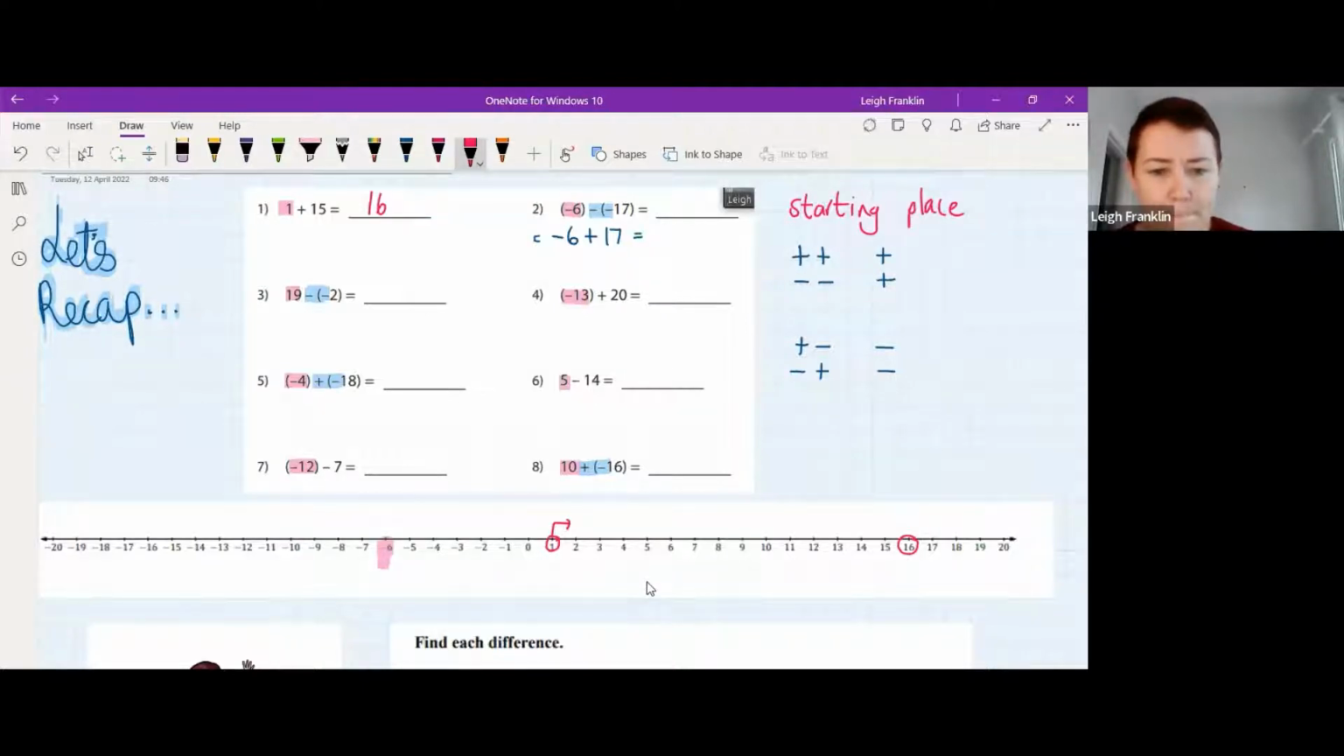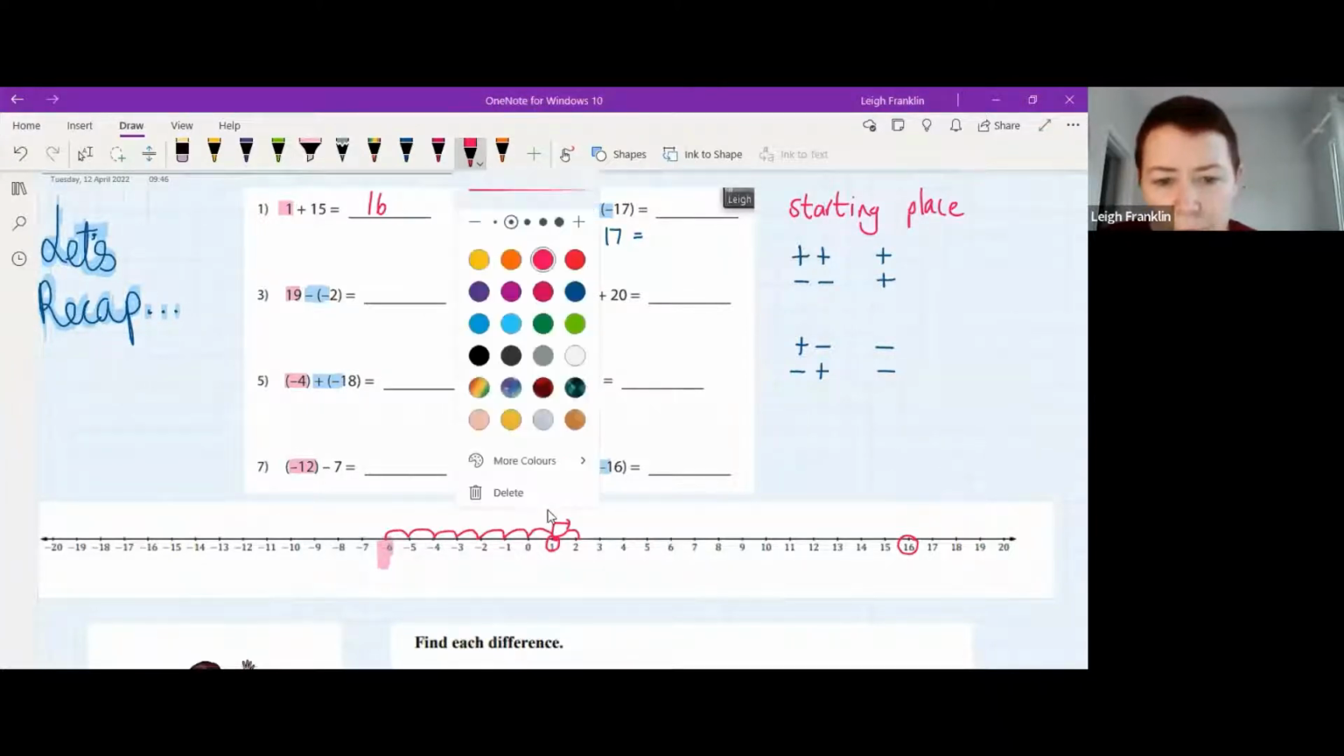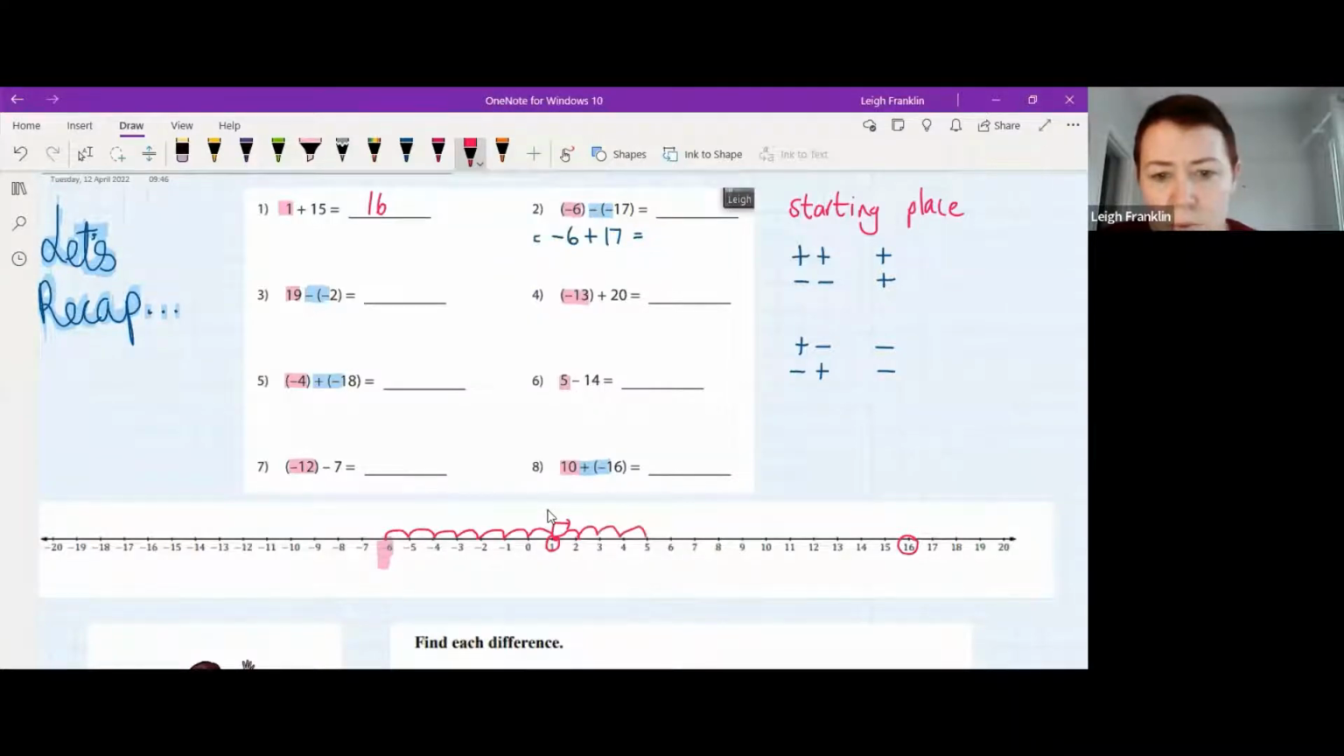Okay, so we're at -6. And now we're going to move 1, 2, 3, 4, 5, 6, 7, 8, 9, 10, 11, 12, 13, 14, 15, 16.